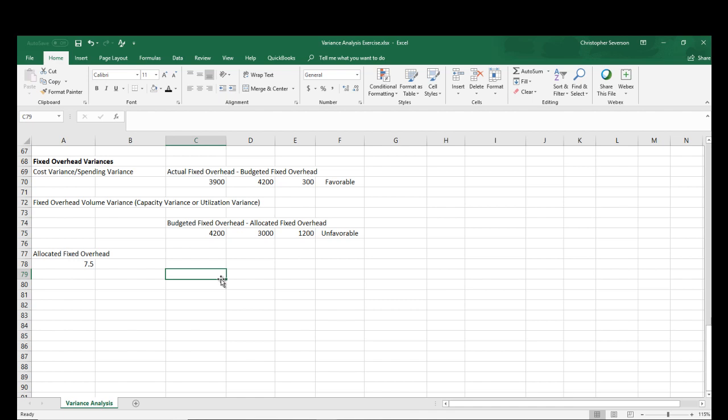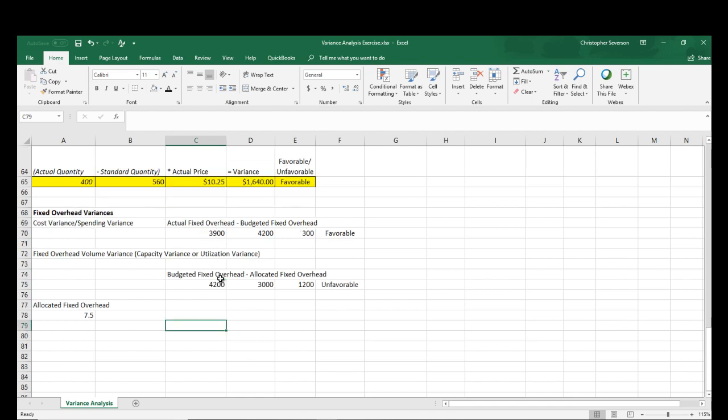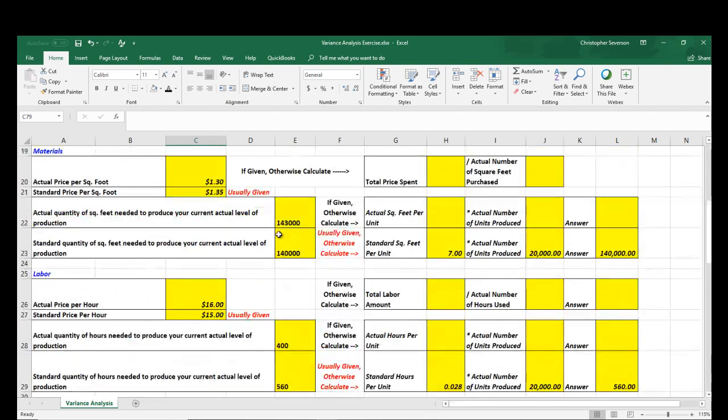Feel free to use this template if you're working problems, or at least refer to it to identify, if they don't give you an amount, what would you have to do to calculate it.